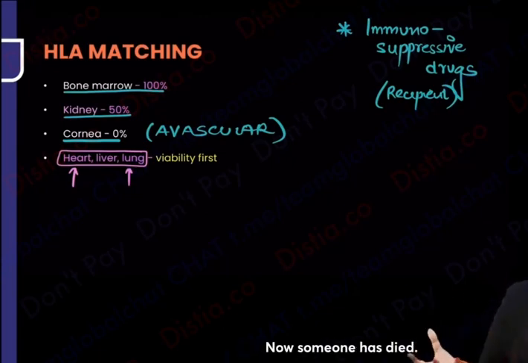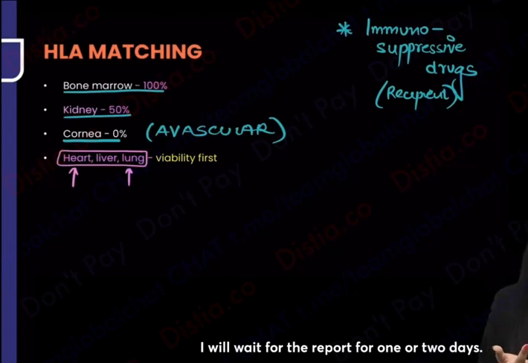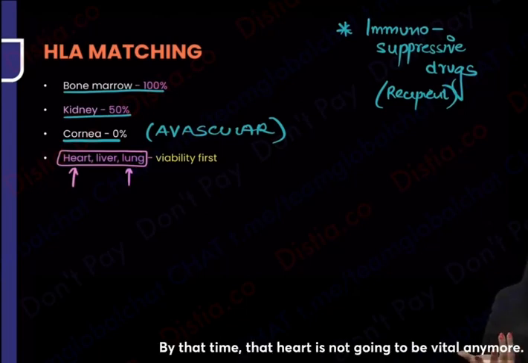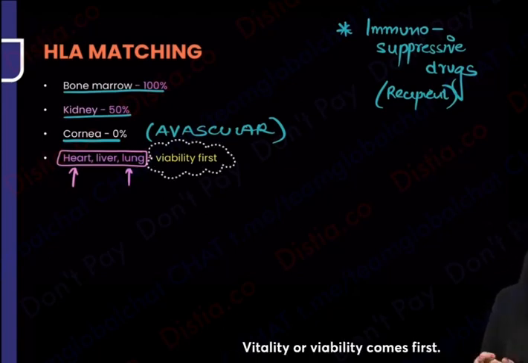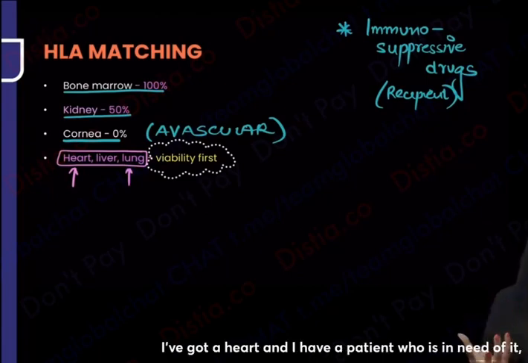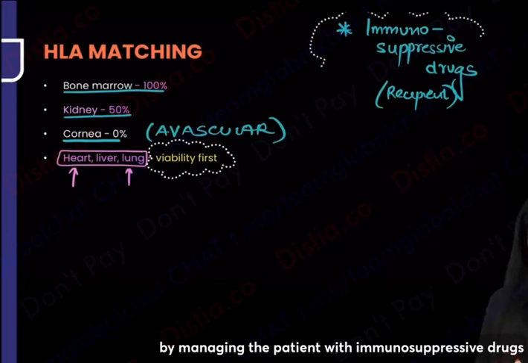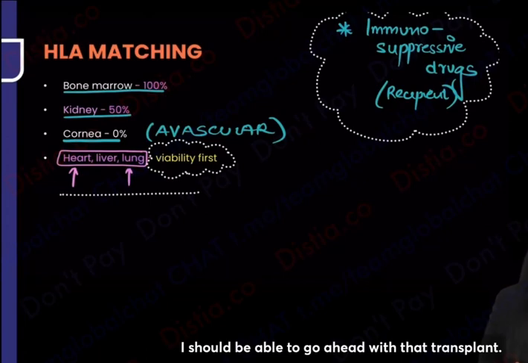This is an organ, heart and lung, you will get once someone has died. Now someone has died, I've got a heart in my hand. Should I wait that first I will match this heart with my recipient? I will wait for the report for 1 or 2 days. By that time, that heart is not going to be vital anymore. So my first concern in such cases is vitality. Vitality or viability comes first. Even if I've got a heart and I have a patient who's in need of it, by managing the patient with immunosuppressive drugs and even without an HLA matching, I should be able to go ahead with that transplant.